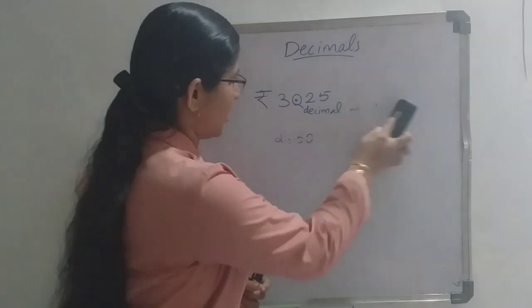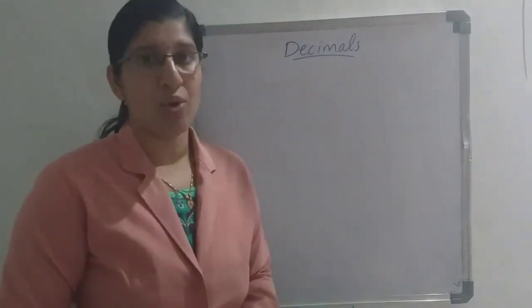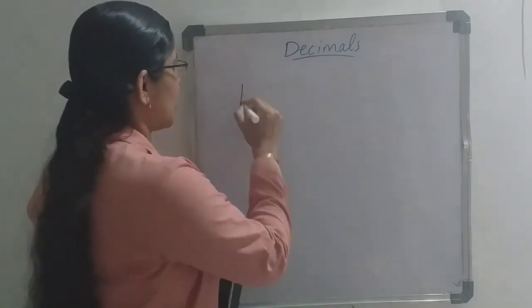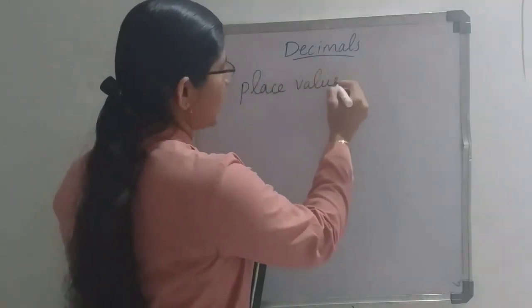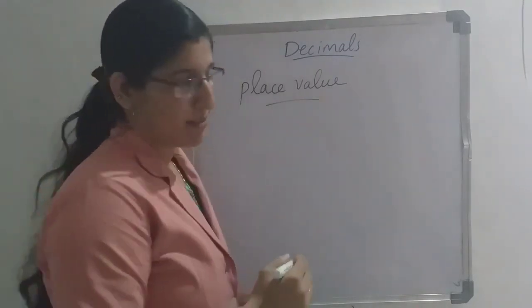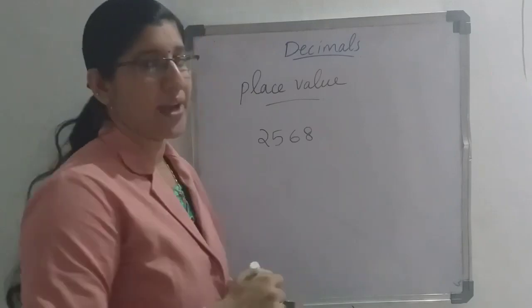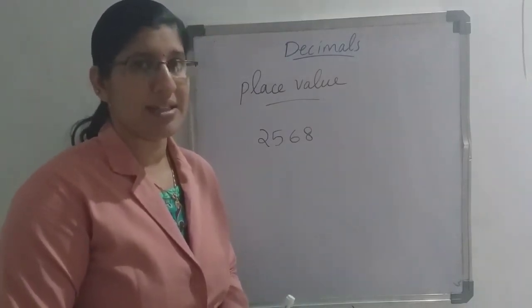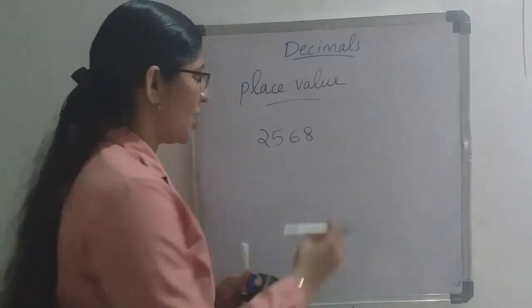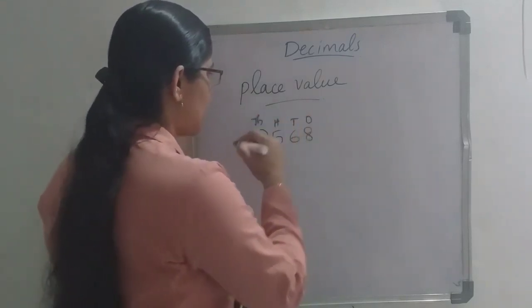But today you are going to study everything about the decimal. Okay, so listen here. First we are going to study the place value of decimal. We already studied the place value of a normal number. For example, I am writing one number, 2568. What is the place value of this number? We already studied this in essay 1 first chapter, isn't it? Yes, ones, tens, hundreds and thousands.